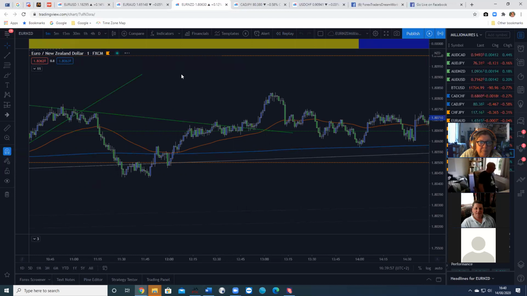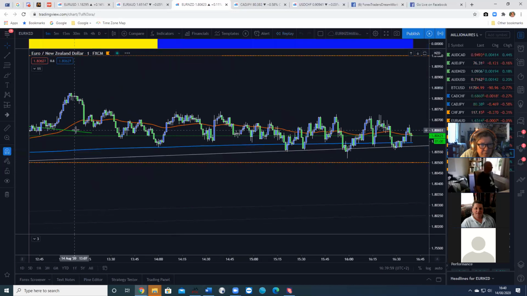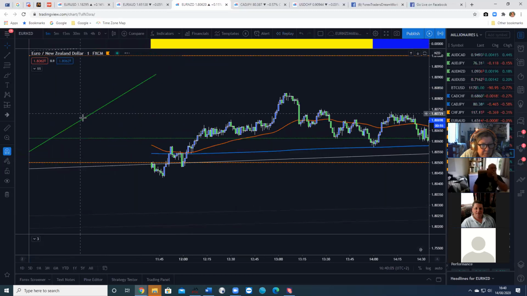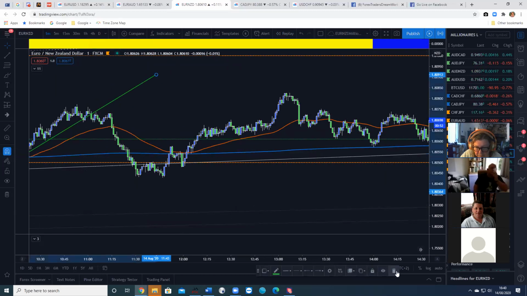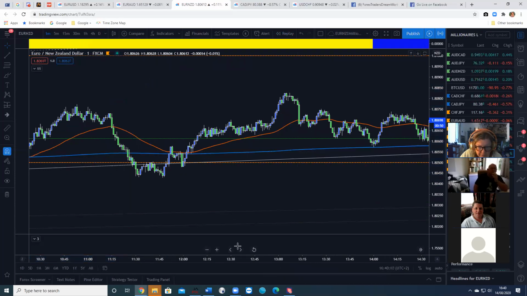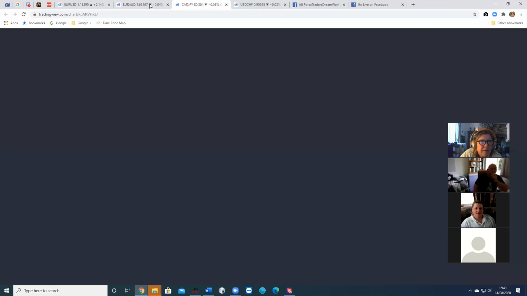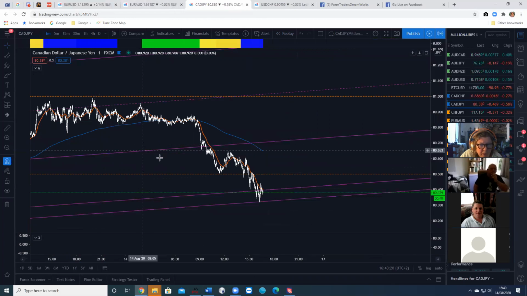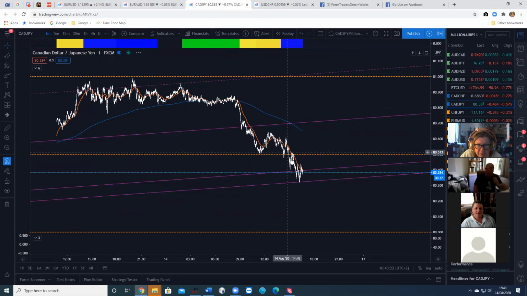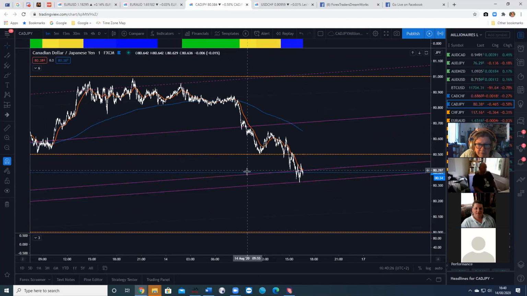Oh, why is TradingView being slow? Stop it. Get rid of that one while we're here. And close that one down. CAD JPY we've just spoken about, and in fact it's gone even lower, right down to the extensions of that pitchfork. So that will be one for us for next week.